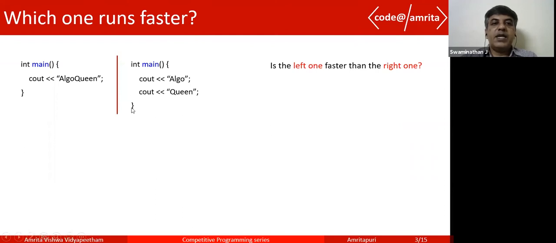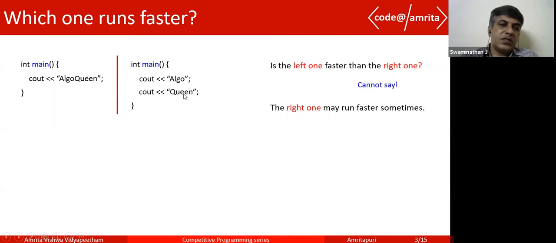Okay. Apparently it looks like we are using 2 output statements here, and there is only 1 output statement there. So probably we might think that this one is going to take more time. But really you cannot say, because these are just 2 instructions. How slow the second program, the right one, will be compared to the first one may not be noticeable at all. So we will not be able to say just by looking at it. I think you might have guessed, sometimes it can so happen that the right program can run faster even than the left program.